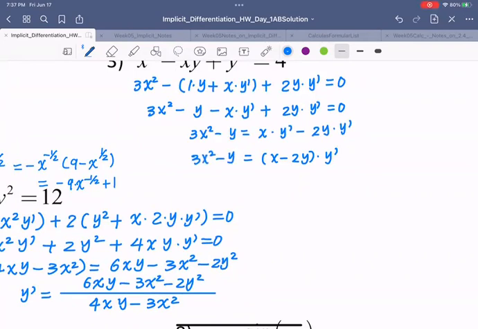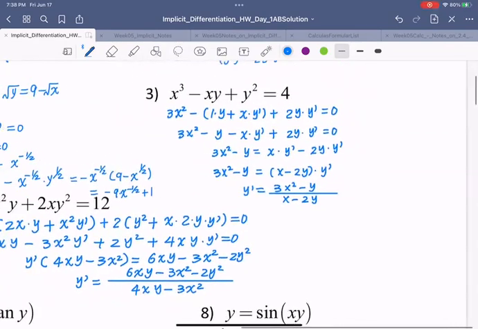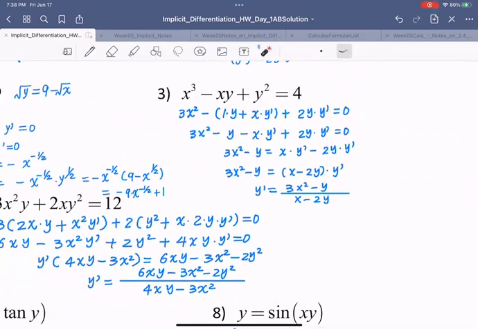And then we see, you want to do this: y prime is equal to 3x squared minus y over x minus 2y. Excellent. That's it. How do you feel? Great. You accomplished this. Very interesting: you won't be able to solve for y, but you will be able to solve for y prime.